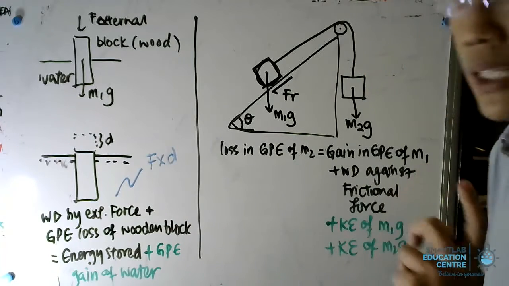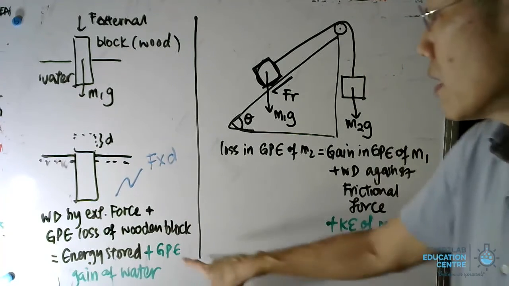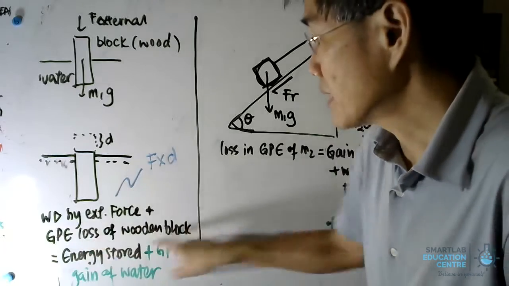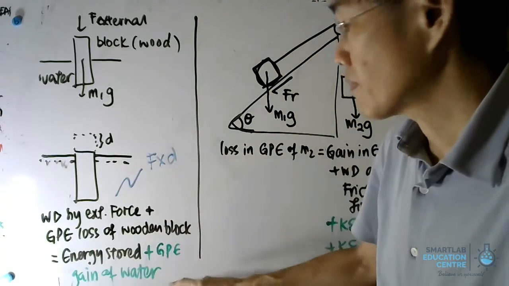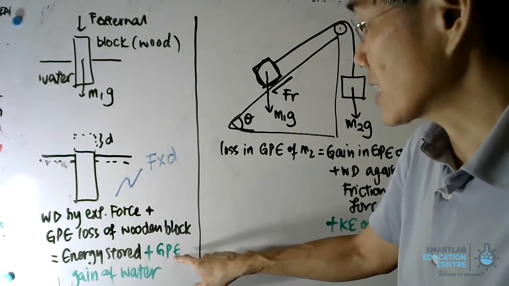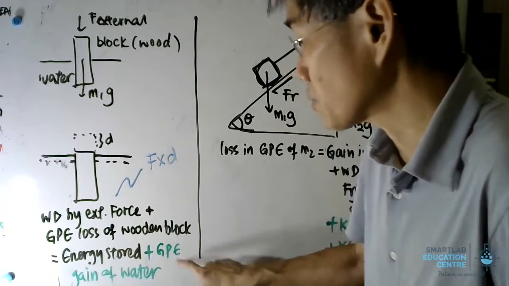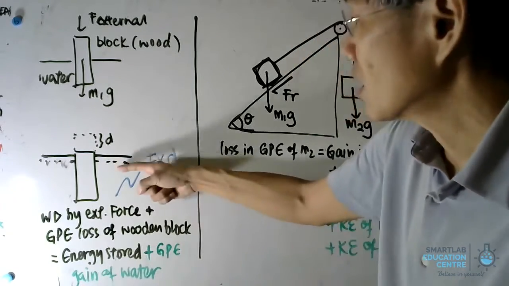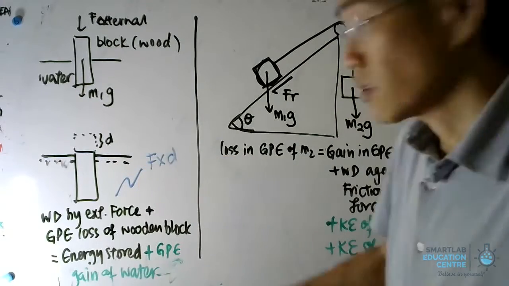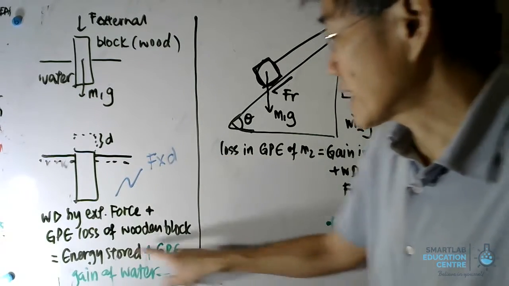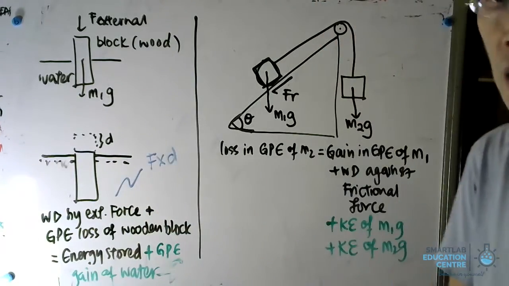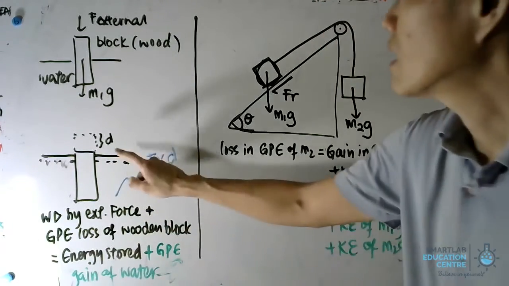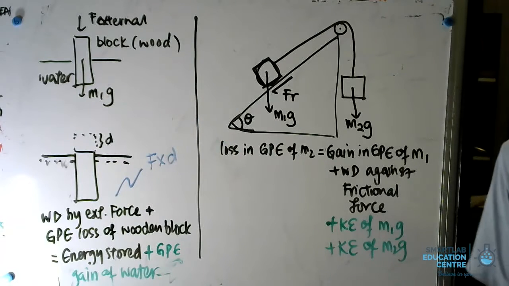Finally, the part that most often will be forgotten is that this amount of energy not only will be translated to the energy stored, it will also be translated to the GPE, the gravitational potential energy gain of the water, because the water level would have risen. Certainly, we can assume that this value is small, provided the amount of water you have is significantly larger than the volume displaced by the wooden block.